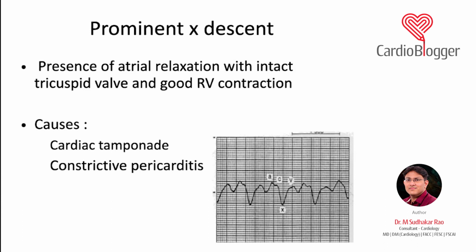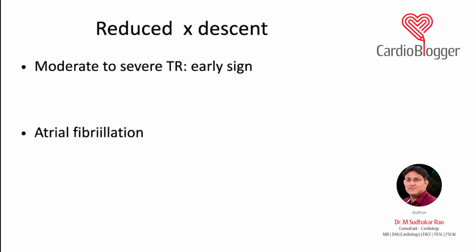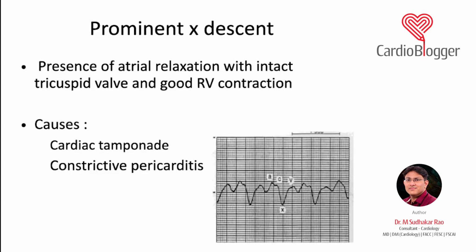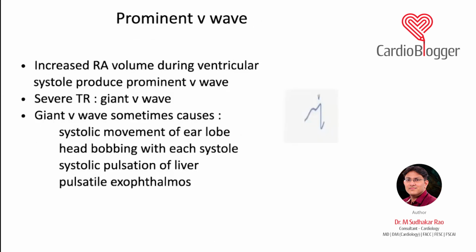There is one more. Apart from this, I already told you that one of the important earliest signs of tricuspid regurgitation is an absent X descent. So the X descent is usually absent in tricuspid regurgitation. You should always remember, apart from atrial fibrillation, the earliest sign of tricuspid regurgitation is an absent X descent. Now the prominent X descent, as I already discussed, is seen in cardiac tamponade.